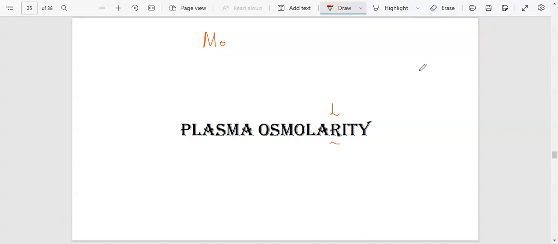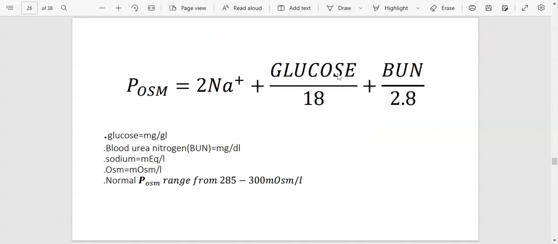We have also mentioned osmole. So the osmole is simply the unit that you use when you're talking about the concentration of osmotically active particles, those particles which are able to move by osmosis. So this is the formula that gives us the plasma osmolarity.